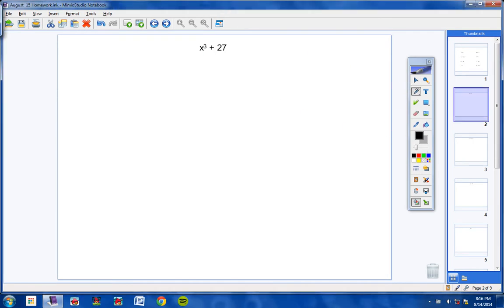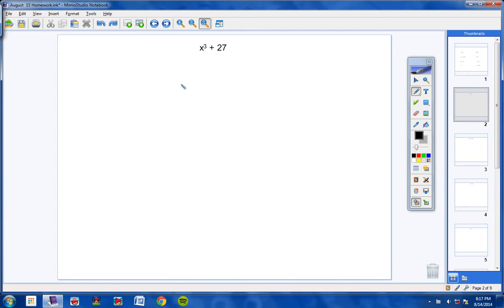Okay, here we go. Let's factor this binomial. The first thing you always need to do is pull out what's common. Obviously, there's nothing common in both terms you can pull out. So from there, you ask yourself this question: are these two terms perfect squares or perfect cubes? Well, obviously they're perfect cubes. You know the cube root of x cubed and you know the cube root of 27.